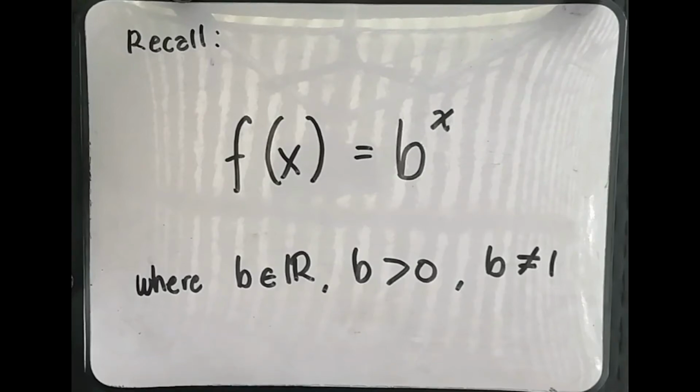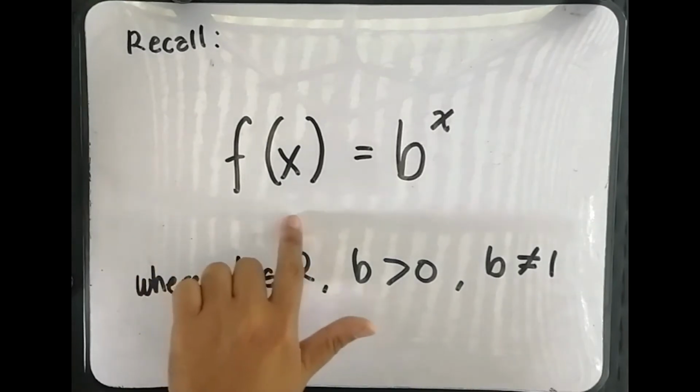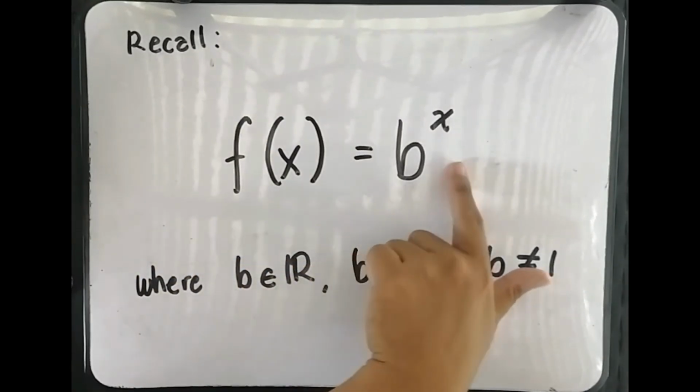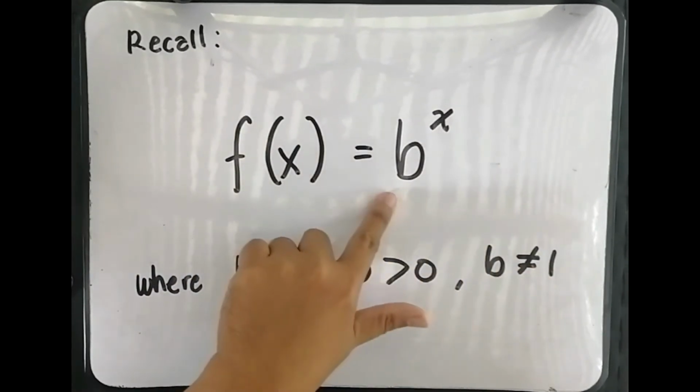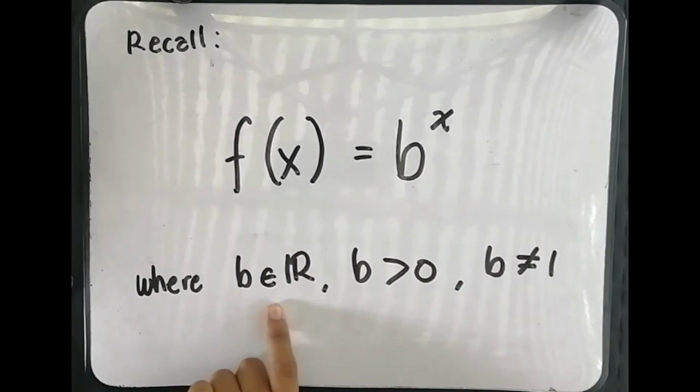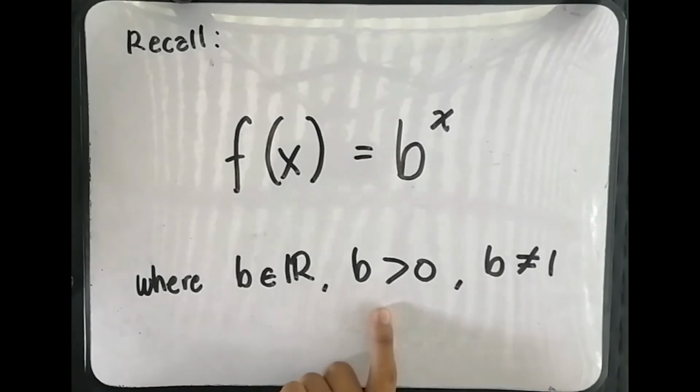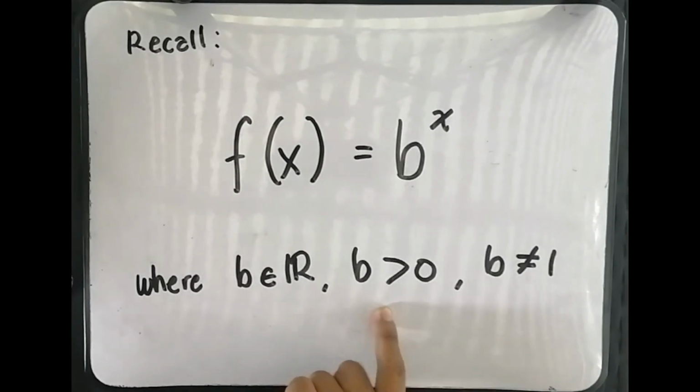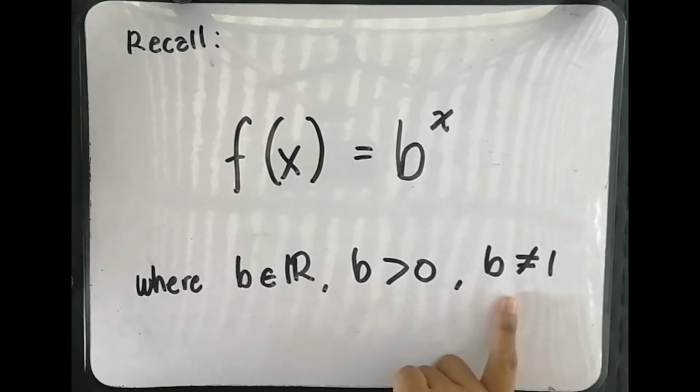Let's recall that an exponential function is a function whose form is f of x equals b raised to x. So dito, ang b natin should be an element of the set of real numbers. So dapat number siya. Okay? And should be greater than 0, but not equal to 1.